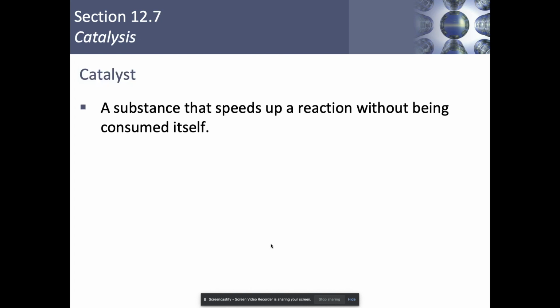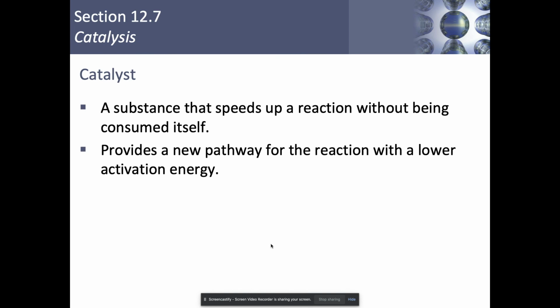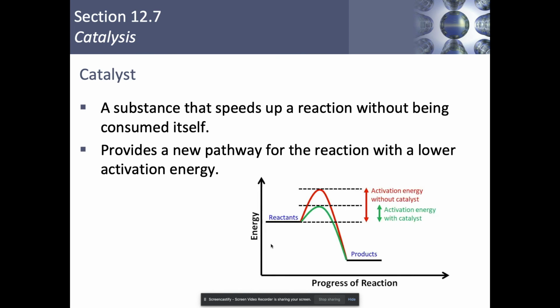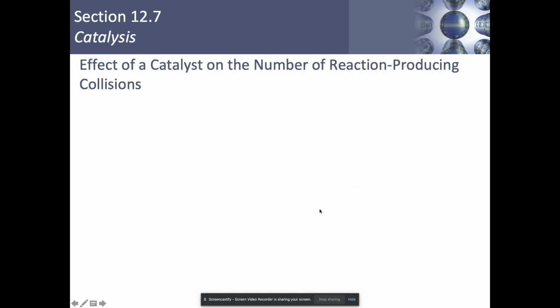Catalysts. A catalyst is a substance that speeds up the chemical reaction without being consumed. It provides a new pathway by lowering the activation energy. You're used to seeing this because in bio, they're all over the place. So you have the activation energy needed without a catalyst versus the activation energy needed with a catalyst. Notice that the difference between the starting amount of energy your reactants have and the amount of energy needed to start the reaction is a lot lower with a catalyst.